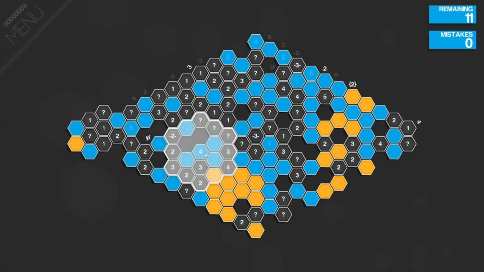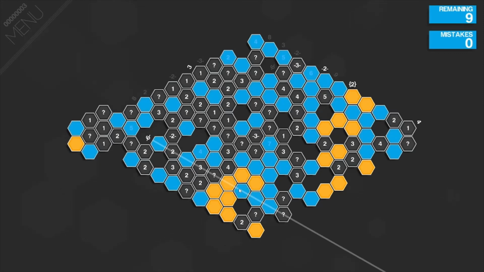Now looking at this 4 flower, we have 1, 2, 3, and 4. This must be open. And we can close out that 4. Looking at this 6 column, we have 1, 2, 3, 4, 5, and 6. So we can actually mark all of those cells and close out that 6 column.